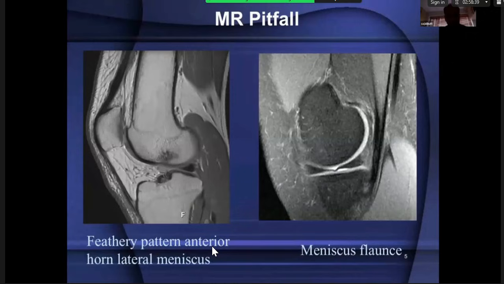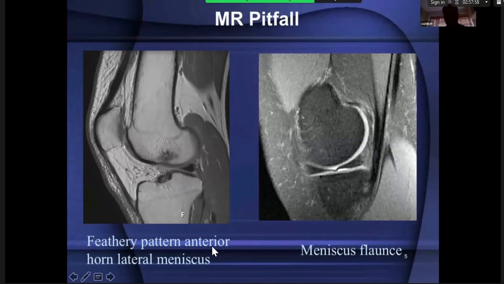So I was telling you about a couple of important pitfalls when it comes to assessment of the menisci. The first one was the feathery appearance of the anterior horn of the lateral meniscus. Please do not call that a tear. Tears of the anterior horn of the lateral meniscus do happen, but they are not common at all. You get this feathery appearance because the fibers of the anterior cruciate ligament originate from the anterior part of the central tibial eminence. It is this crisscrossing of fibers of the anterior horn of the lateral meniscus and the anterior cruciate ligament which gives rise to this appearance. So please do not call that a tear.